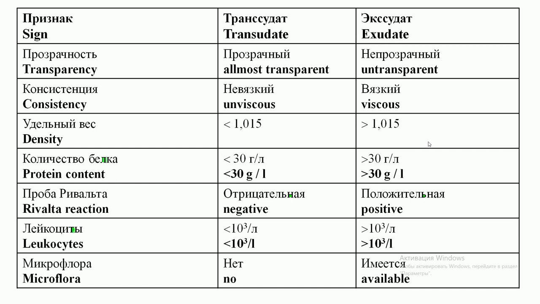Consider the differences between transudate and exudate. Transparency: transudate, almost transparent; exudate, not transparent. Consistency: transudate, not viscous; exudate, viscous. Density: transudate, less than 1.015; exudate, more than 1.015. Protein content: transudate, less than 30 grams per liter; exudate, more than 30 grams per liter. Rivalta reaction: transudate negative, exudate positive. Leukocytosis: transudate, less than 10 to the third per liter; exudate, more than 10 to the third per liter. Microflora: transudate, no; exudate, available.